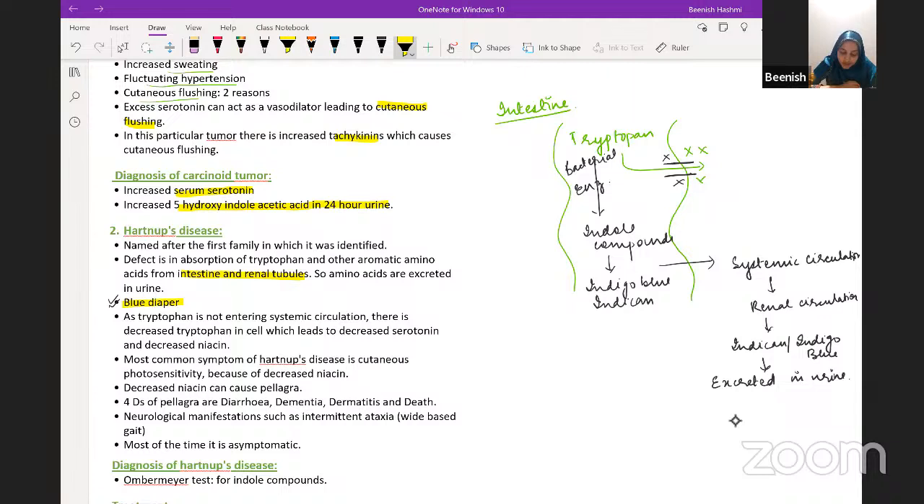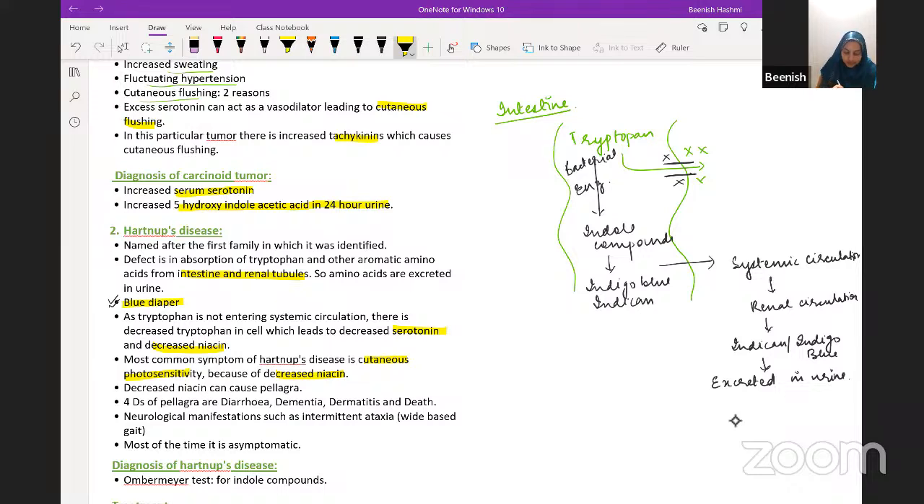Then as tryptophan is not entering systemic circulation, there is decreased tryptophan in the cell, which leads to decreased serotonin and decreased niacin. So obviously, as there's defective absorption of tryptophan, there will be deficiency of tryptophan, and tryptophan is involved in the synthesis of serotonin and niacin, so they will not be formed. Most common symptom of Hartnup's disease is cutaneous photosensitivity because of decreased niacin. Okay, so decreased niacin can cause pellagra.